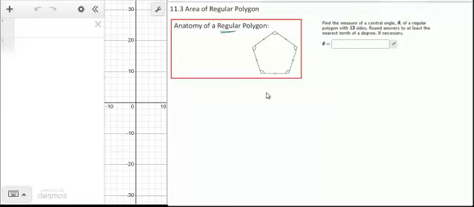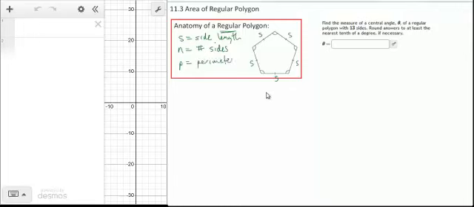Remember, once again, a regular polygon means it has equal sides and equal angles. The first thing to look at is what the different variables are going to represent. S is the length of each side in your regular polygon. N is going to represent the number of sides. And P would be representing the perimeter.